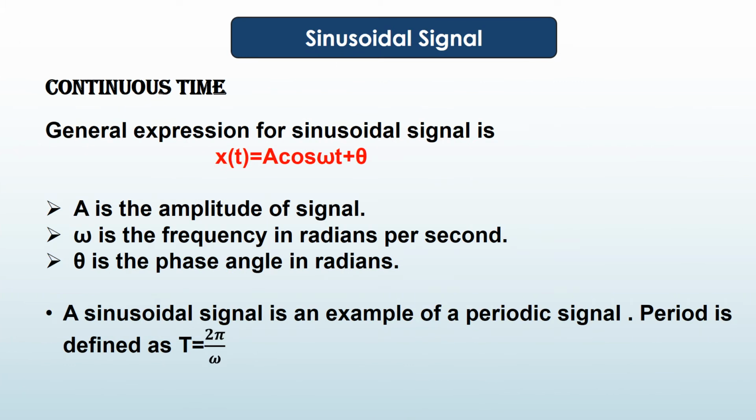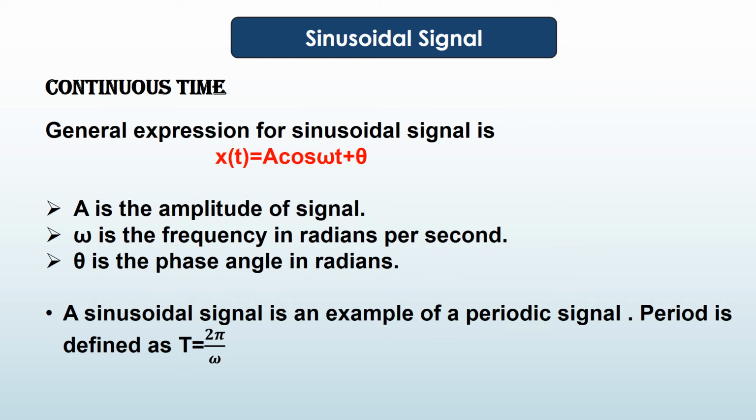Next we move on to the second type of elementary signal, that is the sinusoidal signal. So here also we have continuous time sinusoidal signal and discrete time sinusoidal signal. First we are considering the continuous time. So the general expression for a continuous time sinusoidal signal is given by x of t is equal to A cos(omega t plus theta), where A is the amplitude of the signal, omega is the frequency in radians per second, and theta is the phase angle in radians.